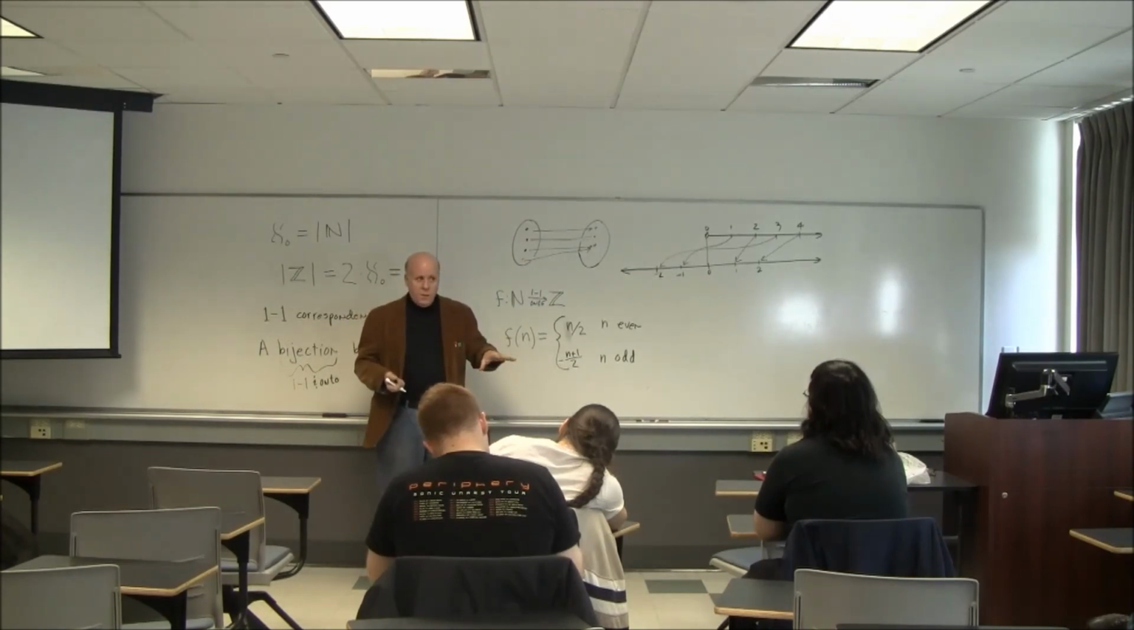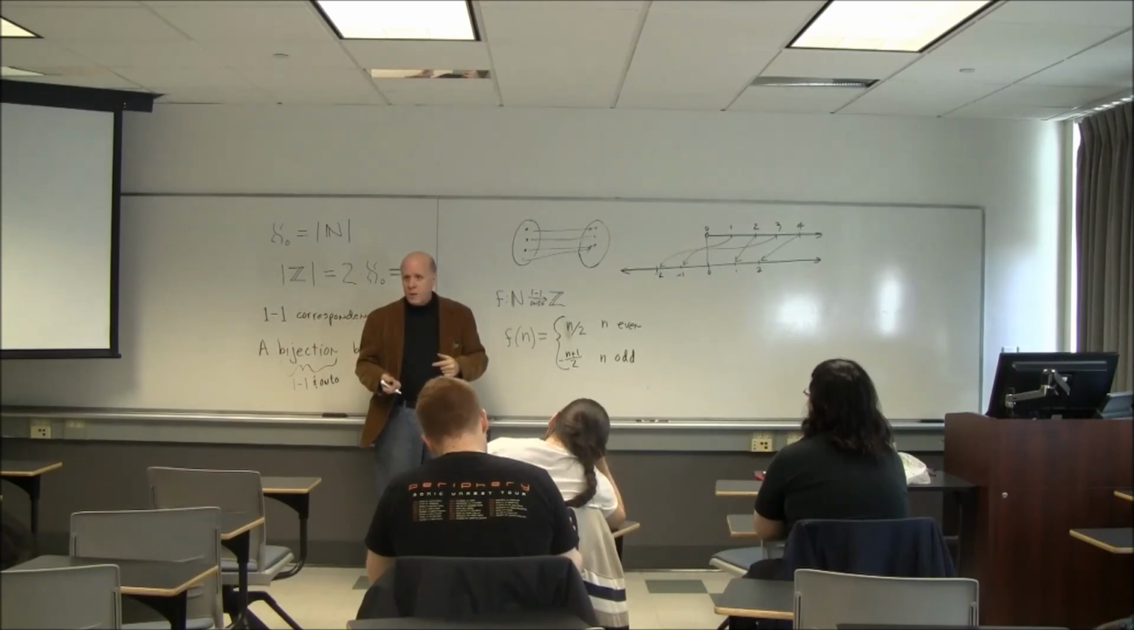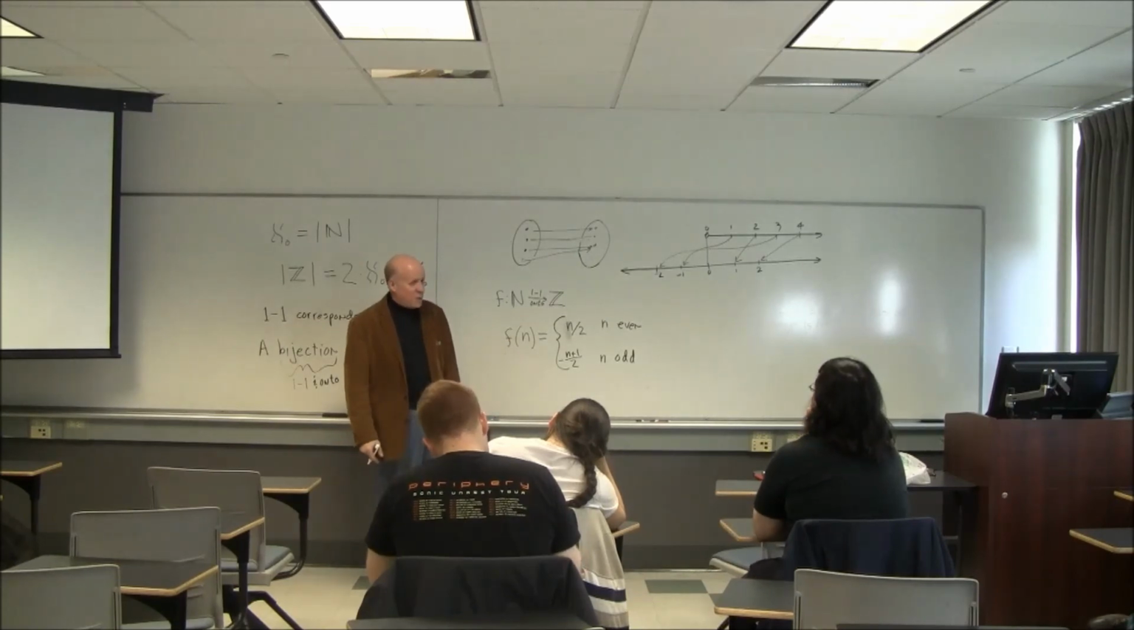So that's showing that Z and N are actually the same size. That's the idea. One looks clearly twice as big as the other, I know, but there it is, there's a one-to-one correspondence.